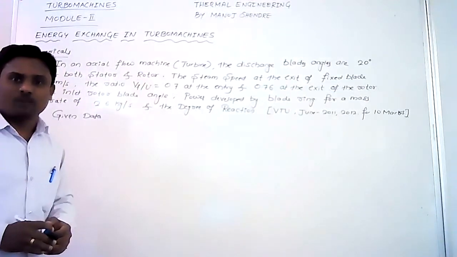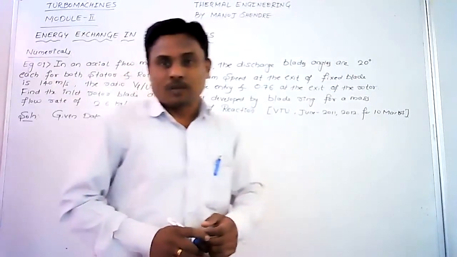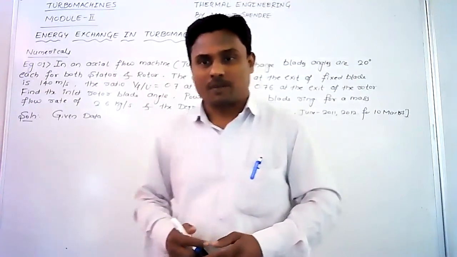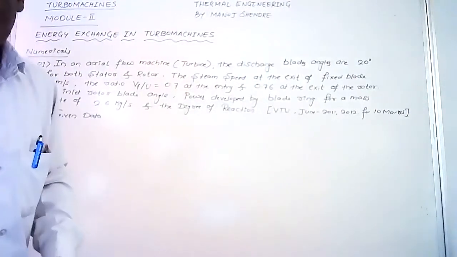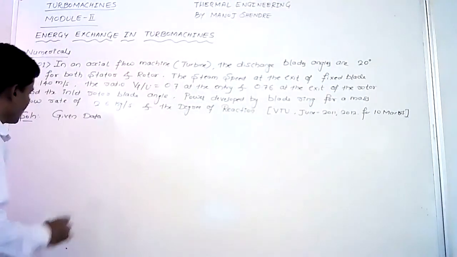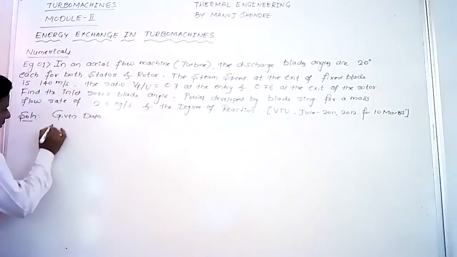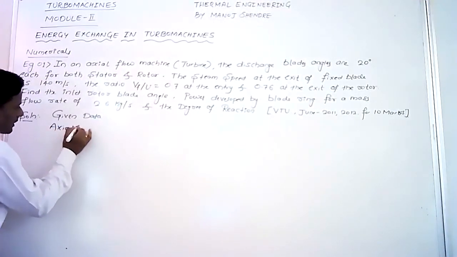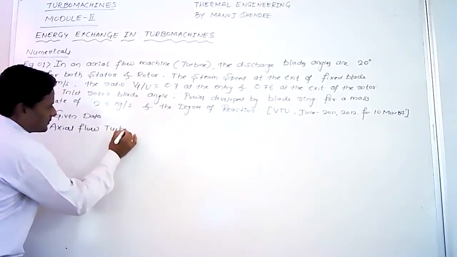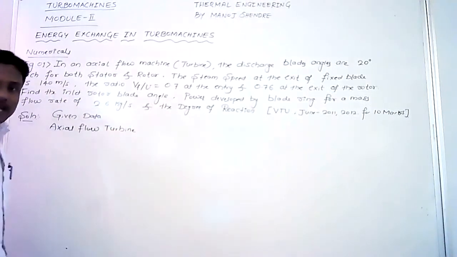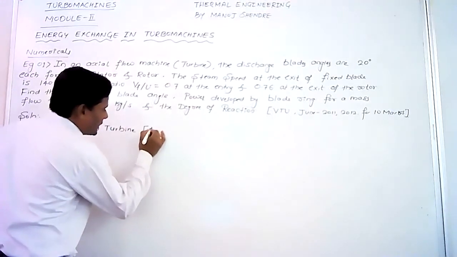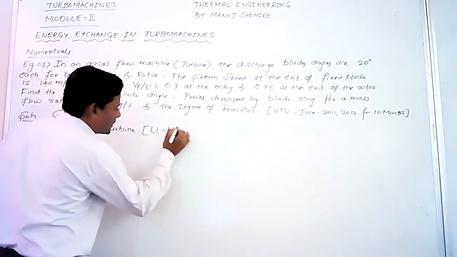Such numericals are very important from your examination point of view. So after reading the question carefully, let us try to write down the given data systematically. First, he has given the type of the turbine as axial flow turbo machine, axial flow turbine. Remember, in case of axial flow turbine, always U1 is equal to U2.